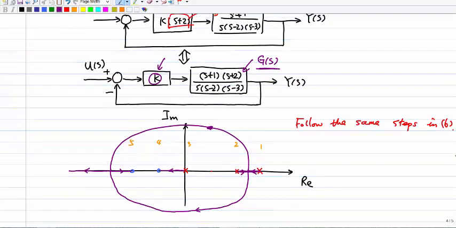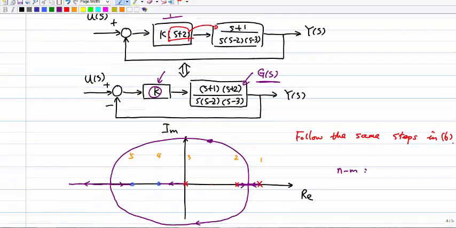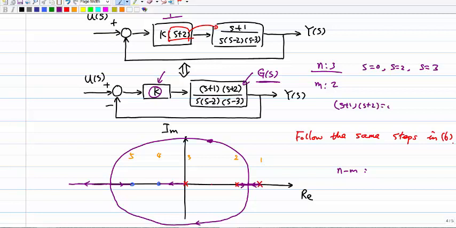Okay, once we do that, of course, I want to compute how many lines go to infinity, so n minus m. Here n is how many poles I have. For this new GCF, n is 3 because I set the denominator to be 0 and have solutions S is 0, S is 2, S is 3. So n is 3. M now here is 2, it's not 1 anymore, because if I set S plus 1 and S plus 2 to be 0, I have two solutions, S is negative 1, S is negative 2. So n minus m is just 1. So I only have one line going to infinity.